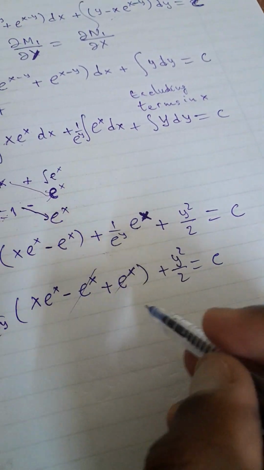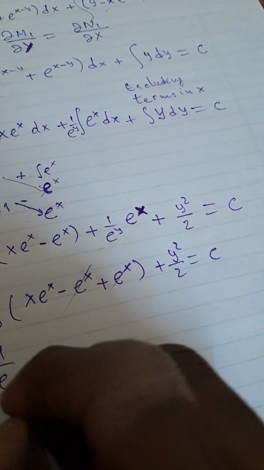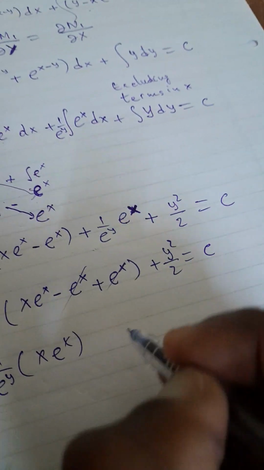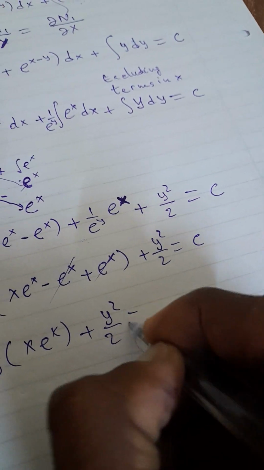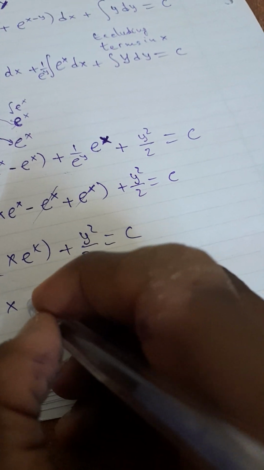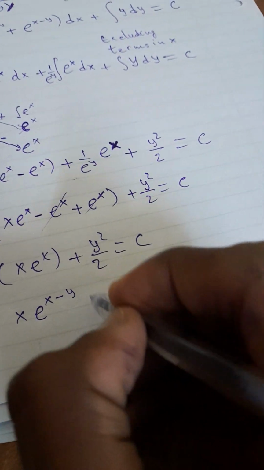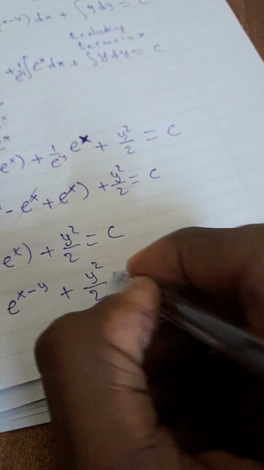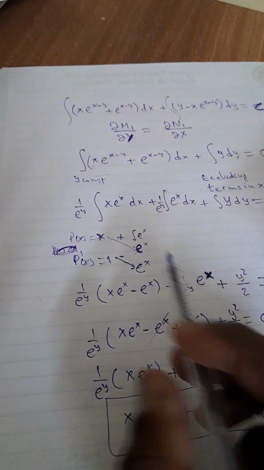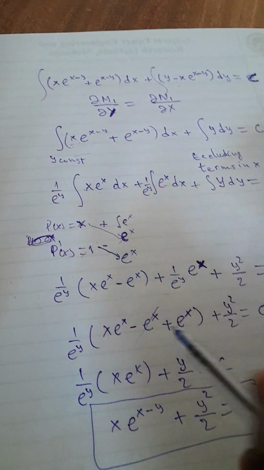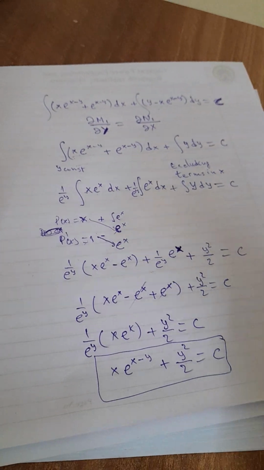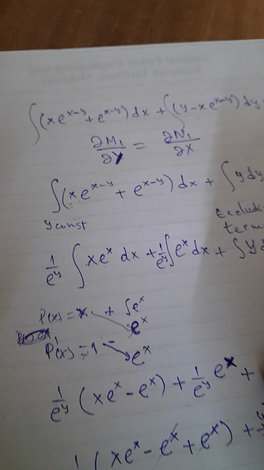This one and this one will be cancelled out, so you will end with Euler raised to x, and here x Euler raised to x plus y squared upon 2 equal to c. Here you can simplify. This will be 1 upon Euler raised to y, times x Euler raised to x, minus y, plus y squared upon 2 equal to c. So if you are in doubt about this method, you can just do this by parts, and it's okay. This is the way to solve this exercise.